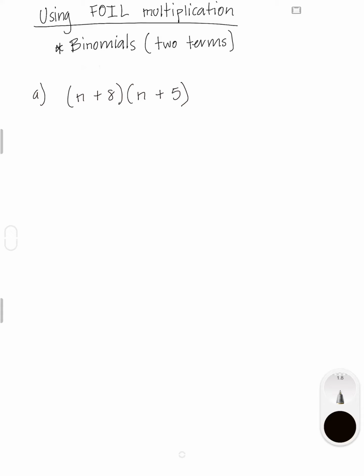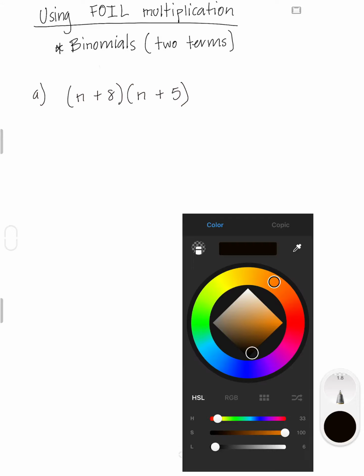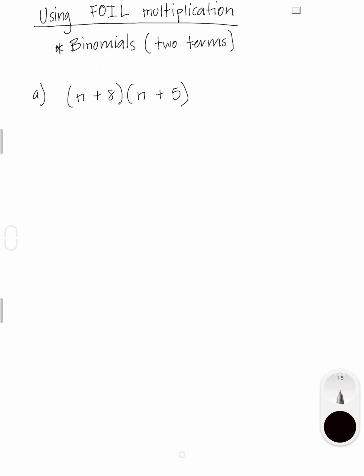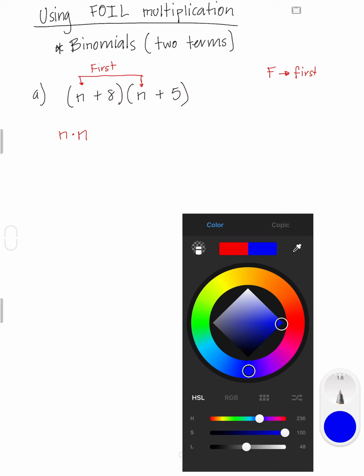So for this multiplication, basically the F in the word FOIL means to multiply the first terms in the parentheses. So in the first parentheses, the first term is n. In the second parentheses, the first term is n as well. So these are the first. So we're going to have n times n.